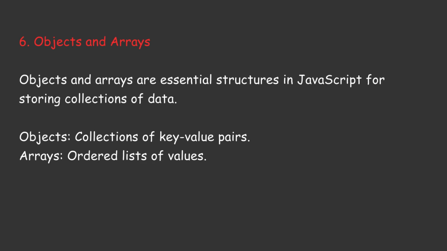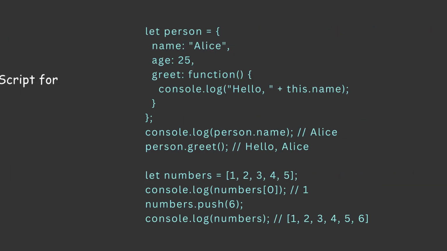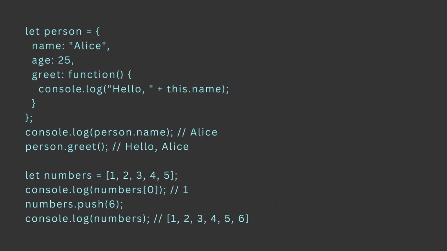Seventh one is objects and arrays. Objects and arrays are essential structures in JavaScript for storing collections of data. Objects are collections of key-value pairs. Arrays are ordered lists of values. This JavaScript code illustrates object and array manipulation. Firstly, an object person is defined with properties name and age, along with a method greet which logs a greeting using the name property. Accessing person.name retrieves the value Alice and invoking person.greet logs "Hello, Alice".